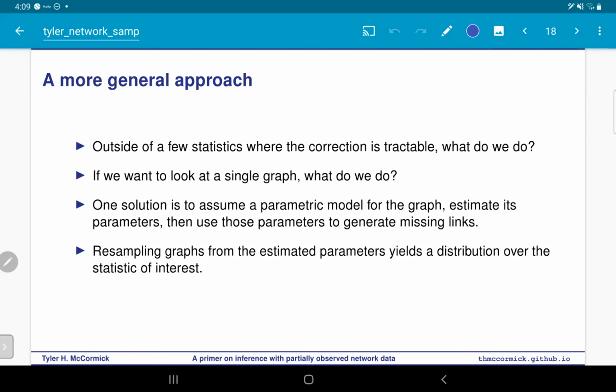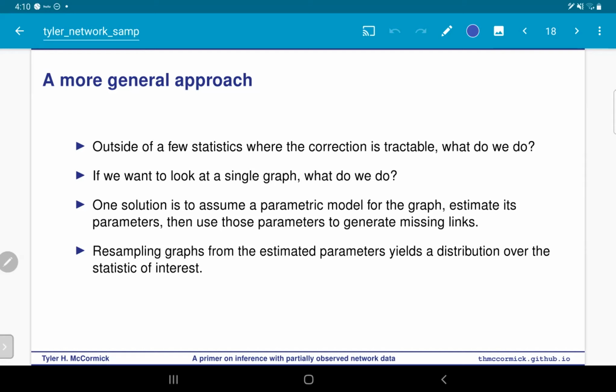Okay, so outside of a few statistics where the correction is tractable, what do you do? These are all settings where you have collections of graphs as well. If you have a single graph, what can you do? One solution is to assume a parametric model for the graph, estimate the parameters of that parametric model, and then use those parameters to generate missing links. Resampling graphs from the estimated parameters yields a distribution over the statistic of interest. So every draw from the parametric model distribution gives us a statistic of interest.